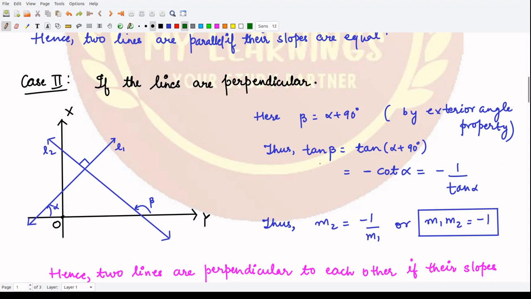Now tan beta is your m2, and tan alpha is your m1. So from here you obtain m1 m2 is equal to minus 1. So this is the result. If you have perpendicular lines, then you have this result, and conversely, if you have this relation, then your lines are perpendicular to each other.